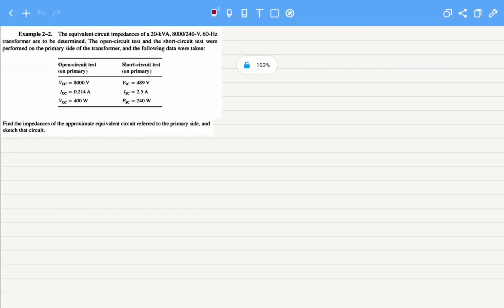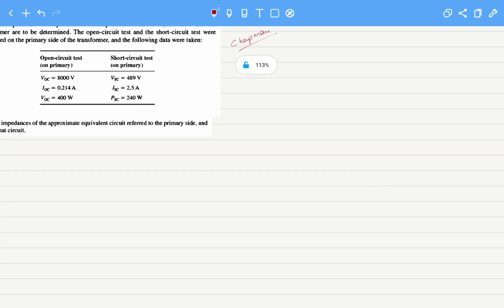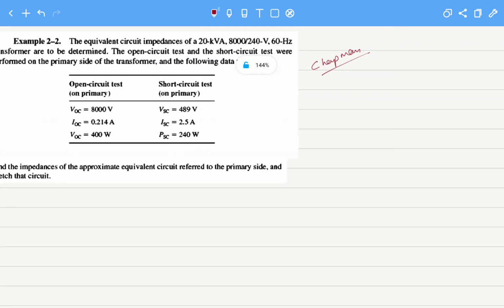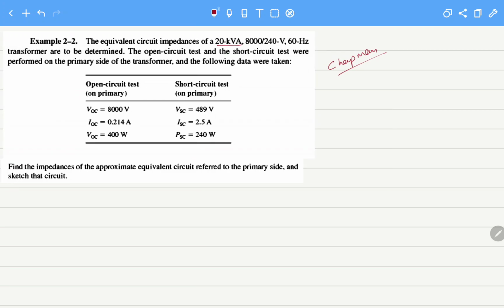Students, in this part I will be covering a few examples from the Chapman book, Stephen J. Chapman, Electrical Machinery Fundamentals. So here it is saying that we have a transformer with a power rating of 20 kVA, and it is an 8000 to 240 volt step down transformer, 60 hertz. Open circuit and short circuit tests were performed on the primary side of the transformer, and the following data were taken.